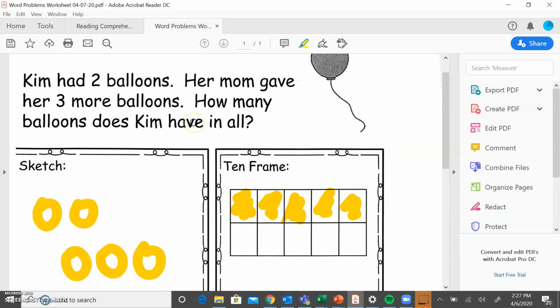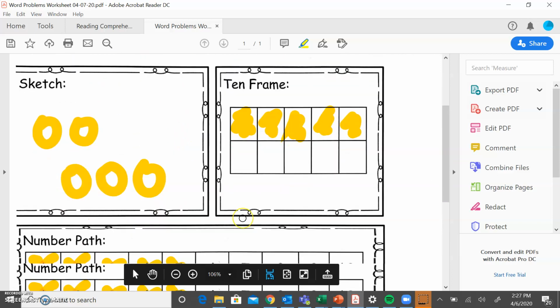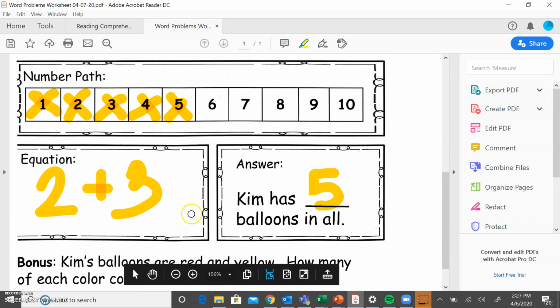So, you will only have to do one of these pages on Live Worksheets. This is to help you. The only part that you need to fill out is the equation portion and then the answer.